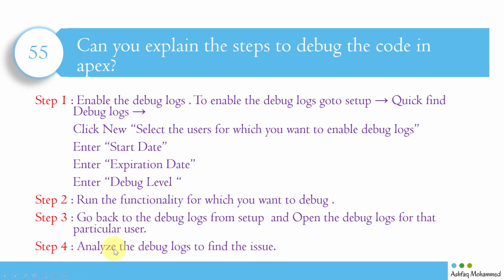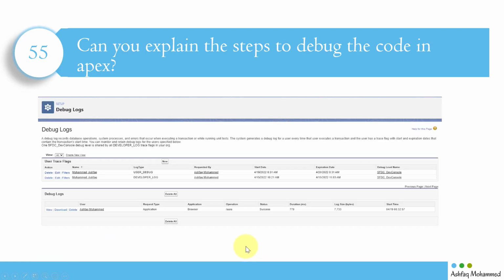Step 4 is to analyze the debug logs to find the issue. This is how I said, you have to go to the debug logs. Here I have created the debug logs, with the log type, start date and end date, debug level, and all those things I have defined in the SFDC developer console, whether it's the finer or finest details of everything that I have mentioned. So you open it and explore it, you will come to know. After I've run my functionality, I will see this debug log. You can view the debug log, or download it, or whatever else you want to do.